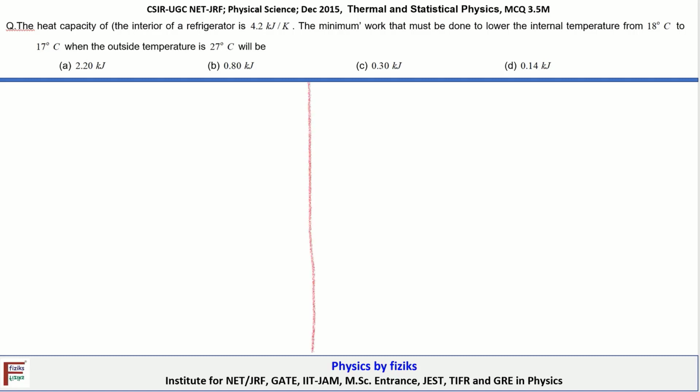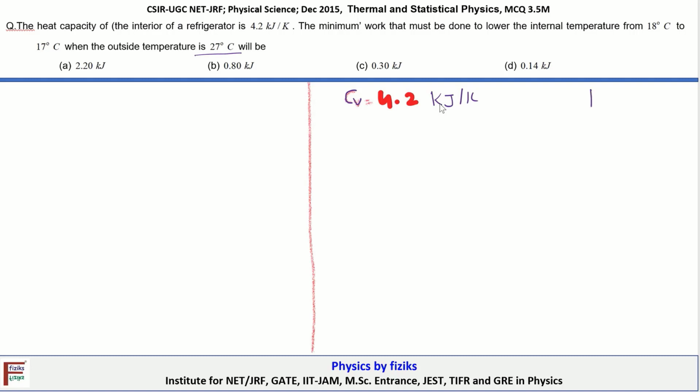So we are given the heat capacity CV, that is equal to 4.2 kilojoule per Kelvin. That's the CV. The minimum work that must be done to lower the internal temperature from 18 degrees Celsius to 17 degrees Celsius when the outside temperature is 27 degrees Celsius will be.